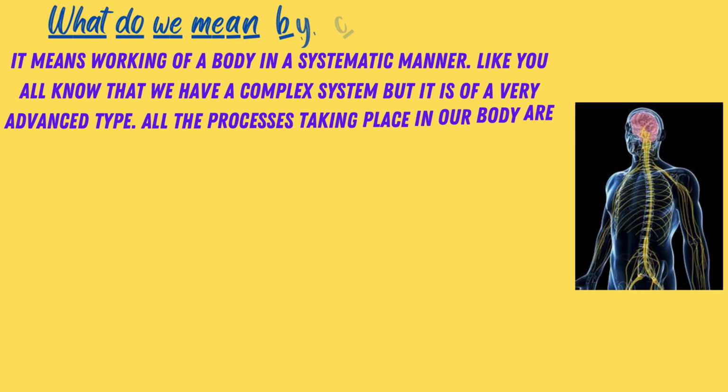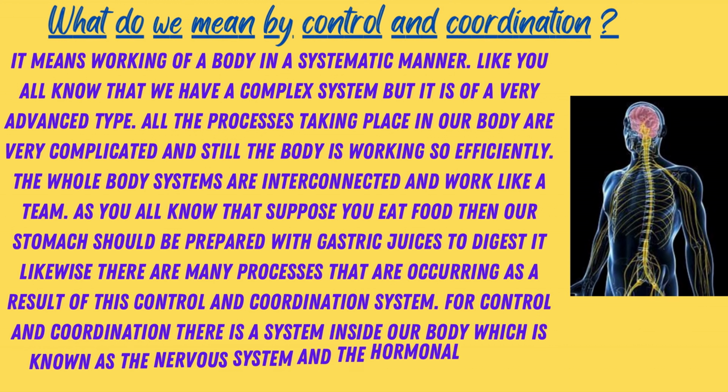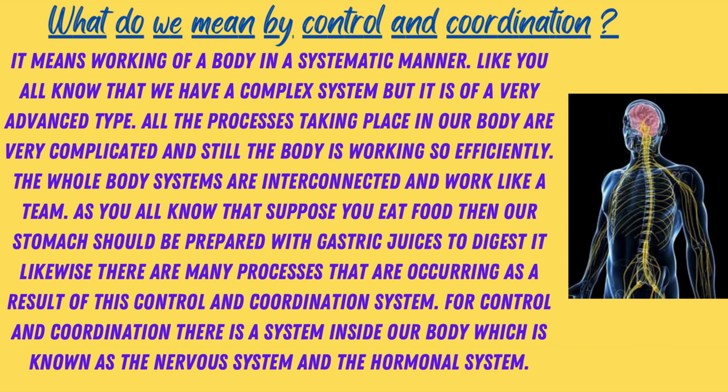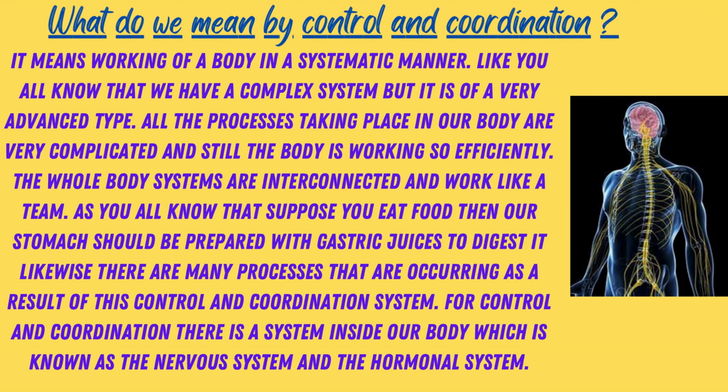What do we mean by control and coordination? It means working of a body in a systematic manner. Like you all know that we have a complex system, but it is of a very advanced type. All the processes taking place in our body are very complicated, and still the body is working so efficiently. The whole body systems are interconnected and work like a team.